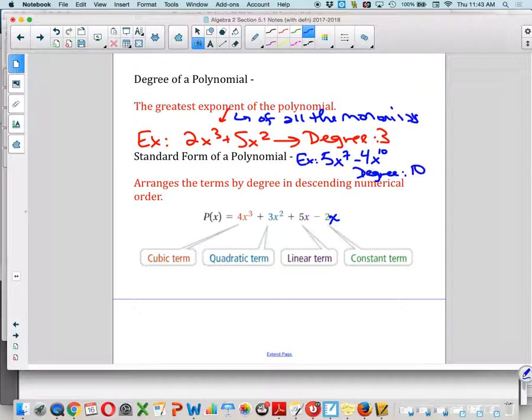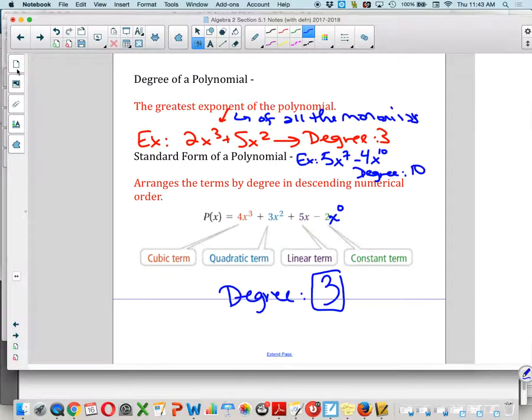We've got the spinning wheel of death there. There we go. It's got a degree of 0. The degree of the entire polynomial, hopefully you're getting it at this point, the degree is 3. Why? Because it is the highest degree on the variable.